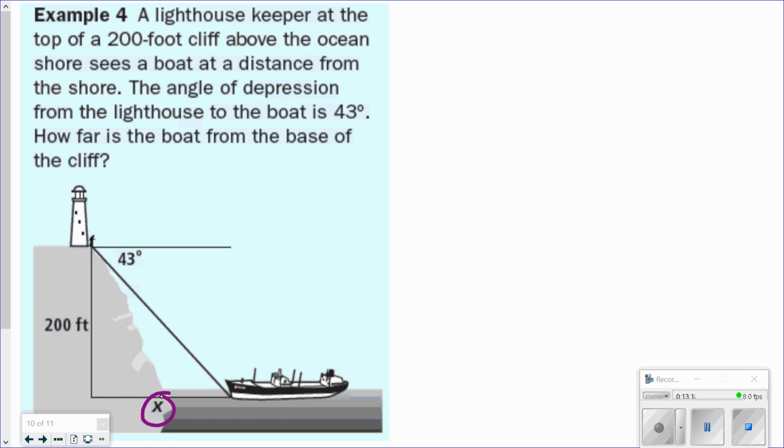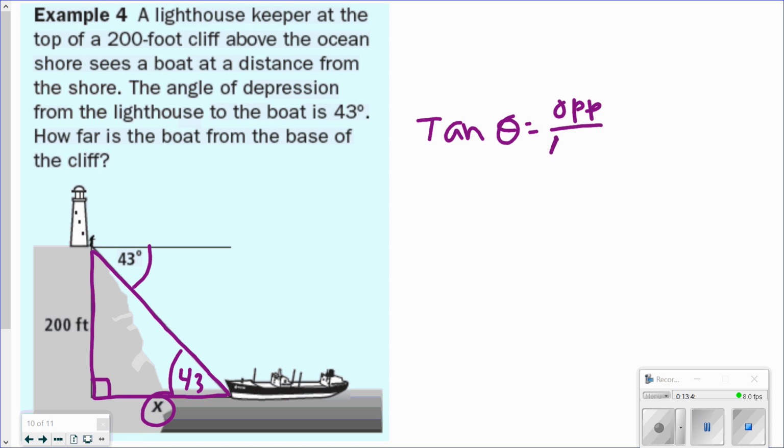Well, if I look at my right triangle, I know this is 90 degrees, but I don't have any other angle measures. What I do have is this angle of depression. Well, if that angle is 43, I also know that this angle is 43. Why? Well, they're alternate interior angles. So now that I have all the information needed, I can use tangent of theta, which is opposite over adjacent, to solve for x.